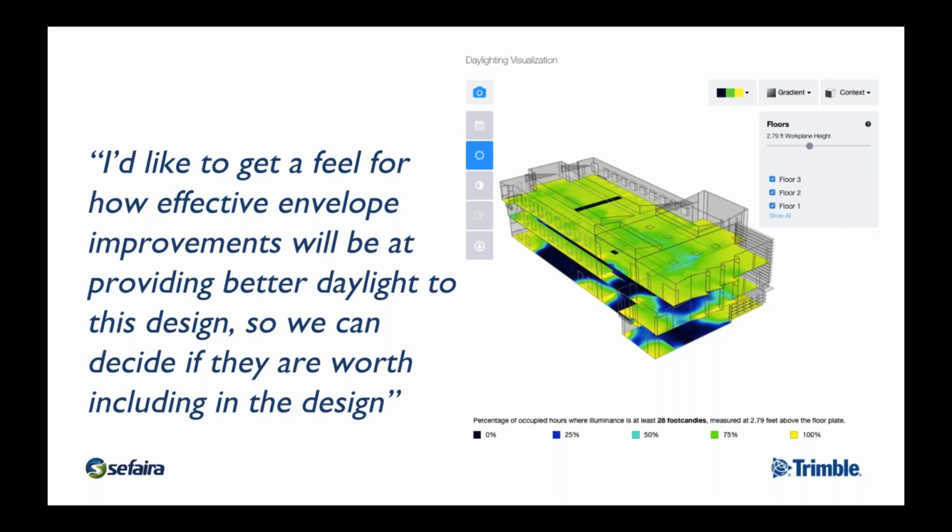In terms of daylight, a classic user story might be, I'd like to get a feel for how effective envelope improvements will be at providing better daylight to this design. Really that's to understand whether or not they're worth including in the design or proceeding forward with, and also whether they can be used to convince a client that it's worth doing as well. Because a lot of the time, architecture especially is about telling a narrative and helping to communicate that narrative to the client.